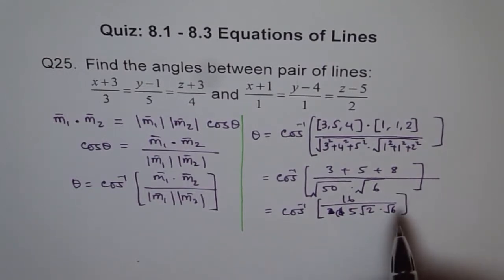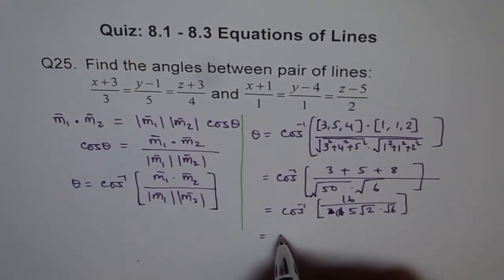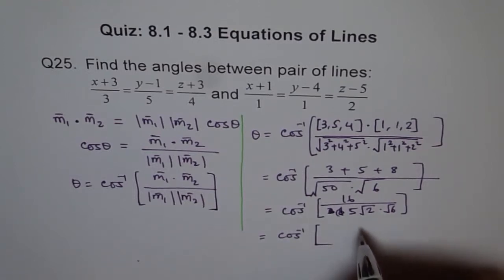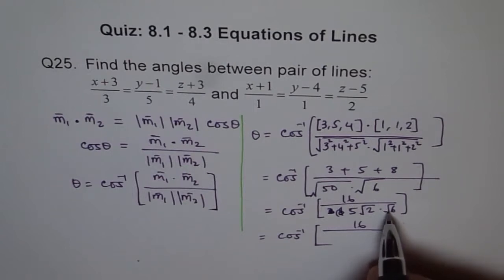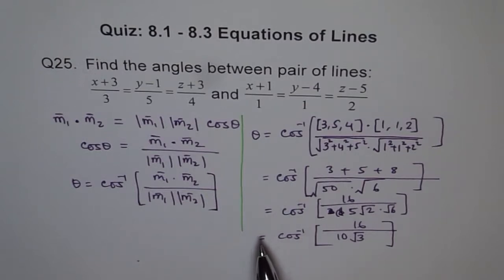So anyway, this is what you get, and the square root of 6 times 2 is 12, and 4 times 3 is 12. We can still simplify this. Cos inverse of, here we have 16 and in the denominator 2 times 3 is 6, so 2 will come out. So we get 10 square root of 3. Use a calculator and find your answer. So that's how you get angle theta between the two lines.